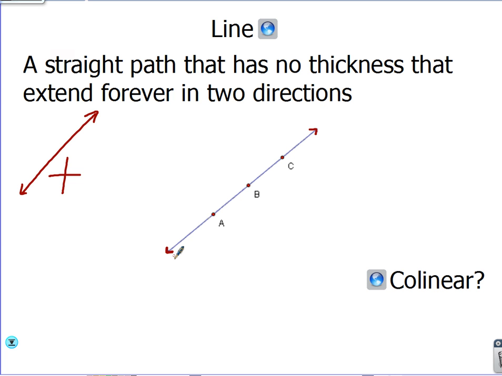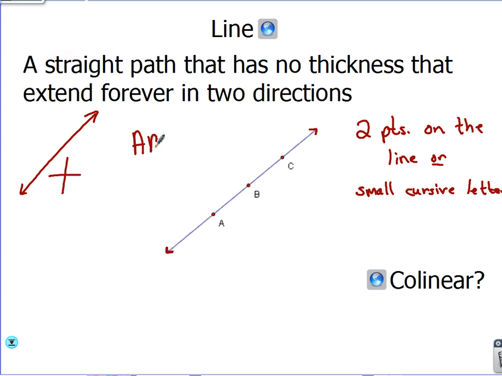We name lines with 2 points that are on the line. Or we could use a small cursive letter sometimes. So this line, and watch how I do this. This could be line AB, and we draw a line over the top of it. So we could call that line AB. We could call this line BC. Sometimes they actually write the word and say line AC.